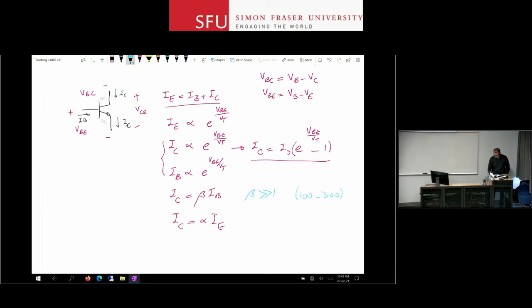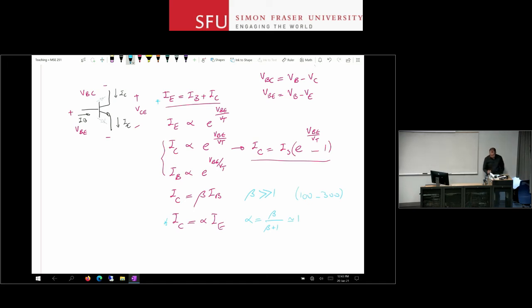And then for alpha, if beta is that large, plug this into this equation, do the math, you will see that alpha is equal to beta over beta plus 1, and therefore very close to 1. What does that mean? It means that the collector and emitter currents are more or less the same. The collector current is always a bit smaller because alpha is always less than 1. But if beta is 100, the fraction is 100 over 101. It's 0.99, right? They are very, very close to each other practically.